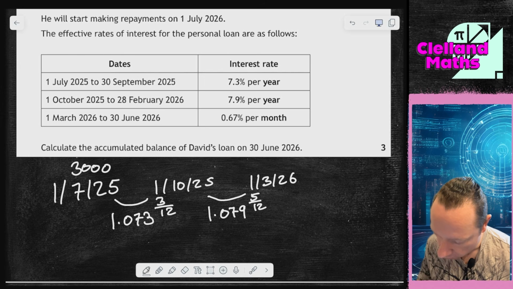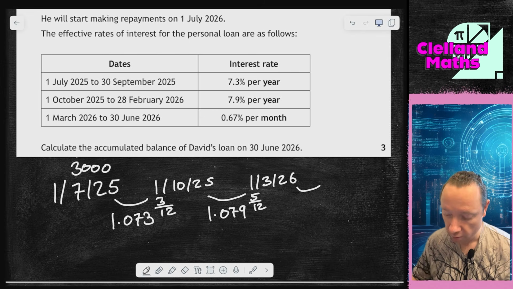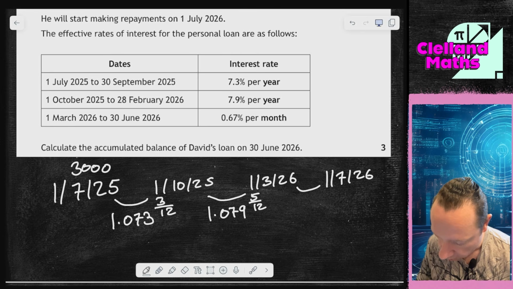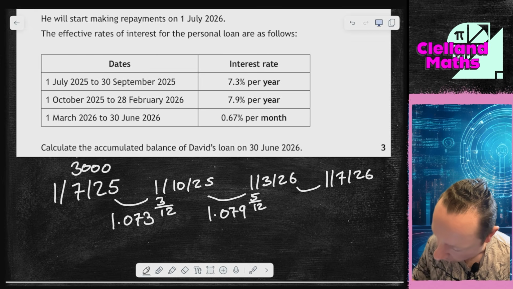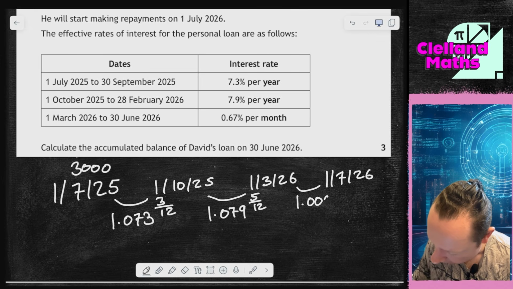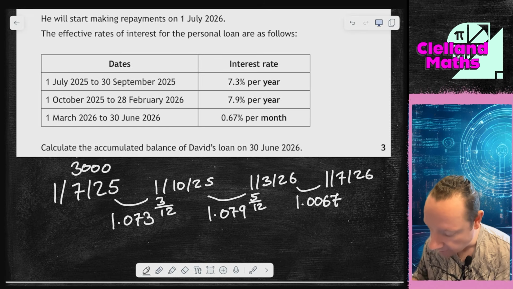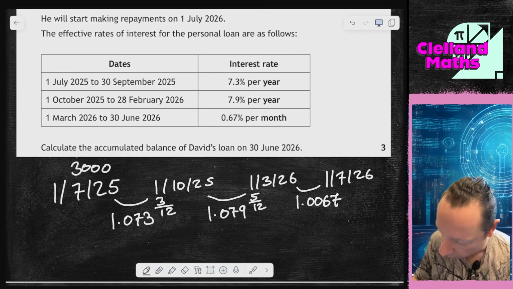And then we have to go to the 30th of June 26, which is the same as the 1st of July 26. So from March to the 1st of July or 30th of June is 0.67% per month. Well done. So 1.0067. So how do I get that? Well, I do 100 plus 0.67, then divide by 100. So you can use a calculator for that anytime you want. And then since it's per month, the power is just number of months. So it's March, April, May, June, 4 months.